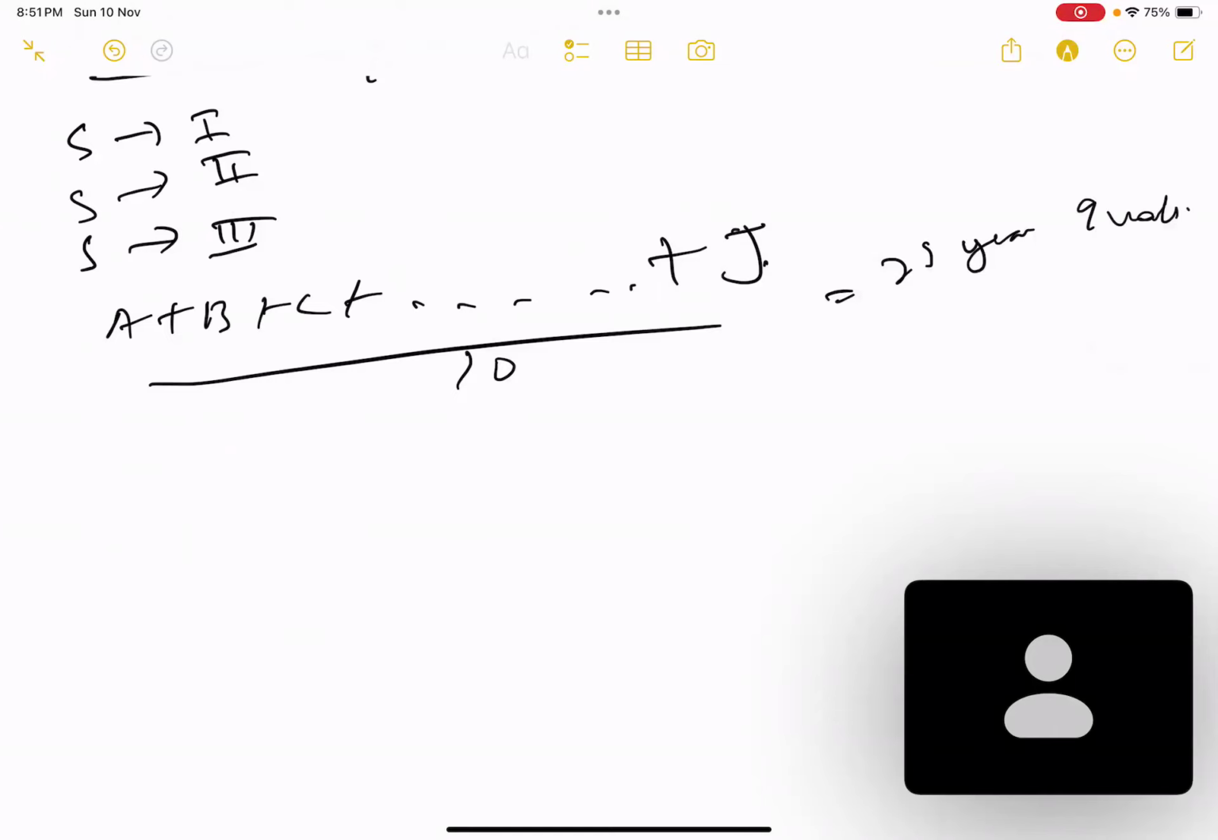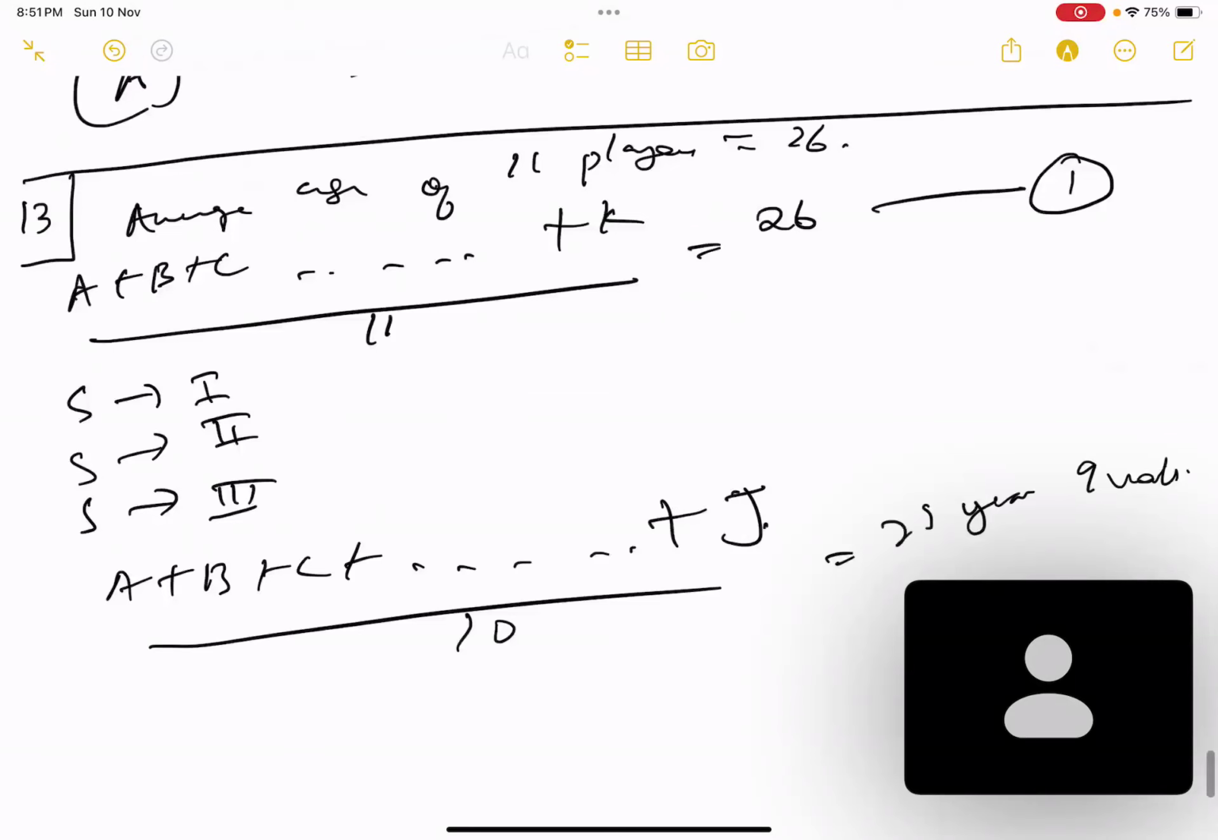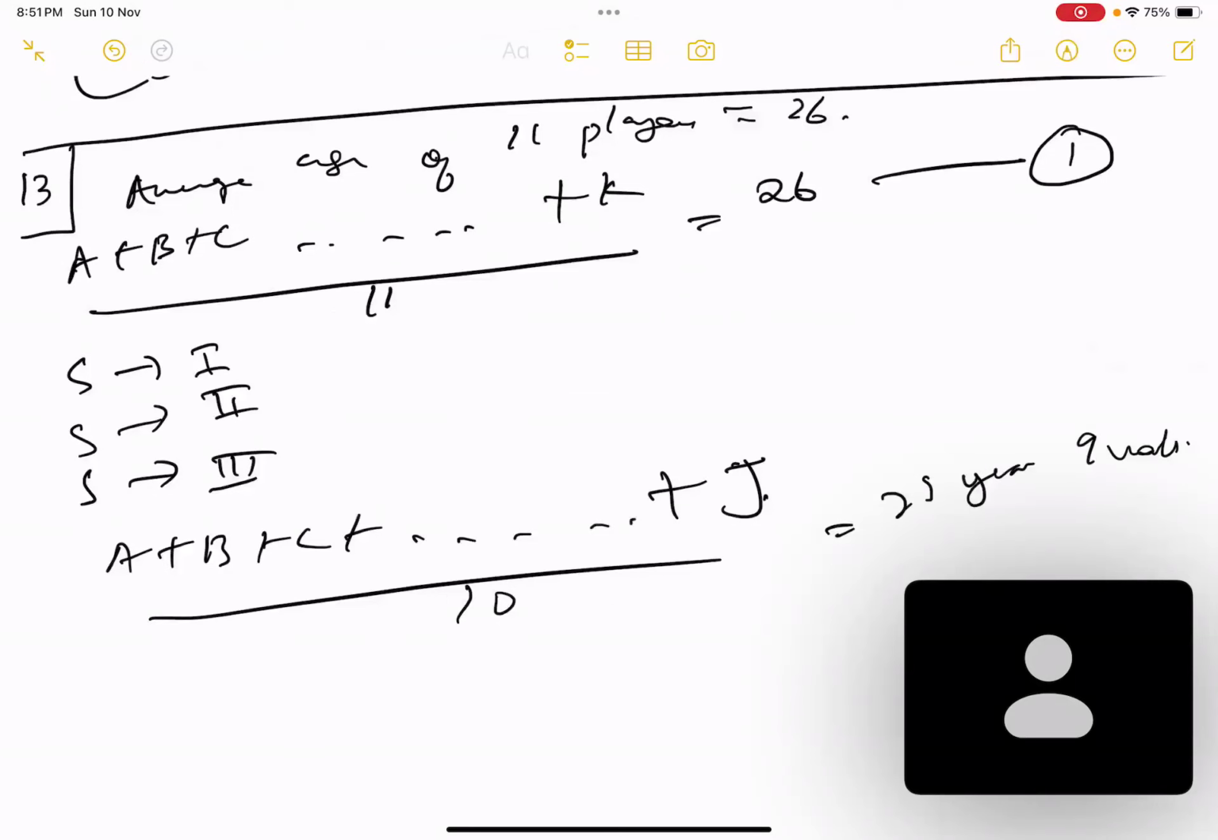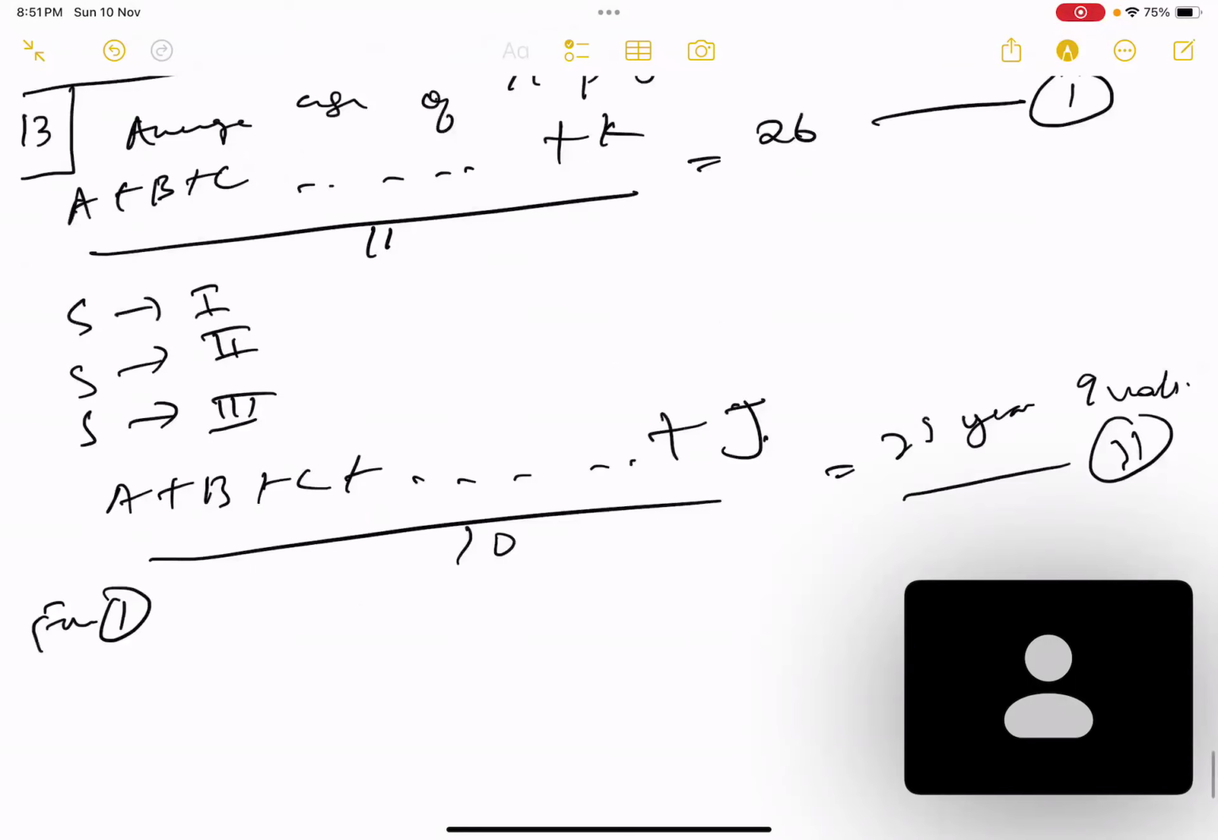Okay. Now, in total we had A up to K, which is 26 into 11, right?